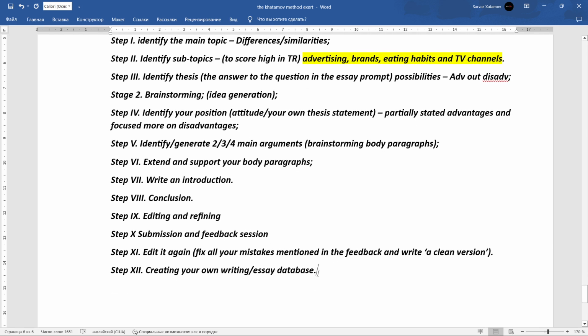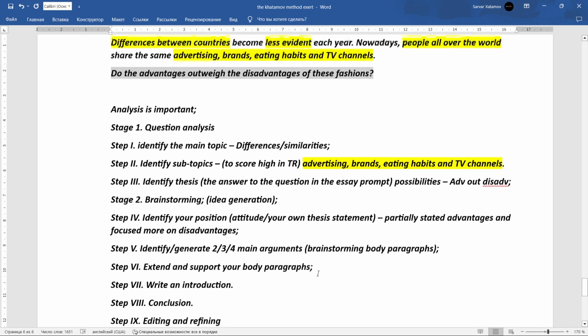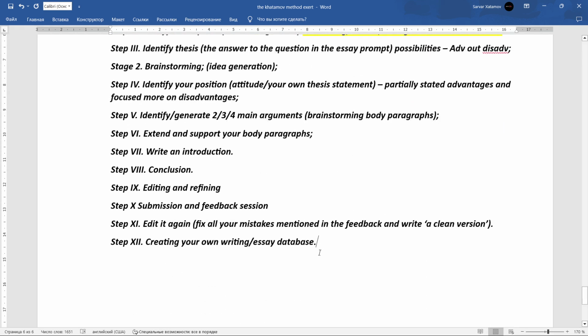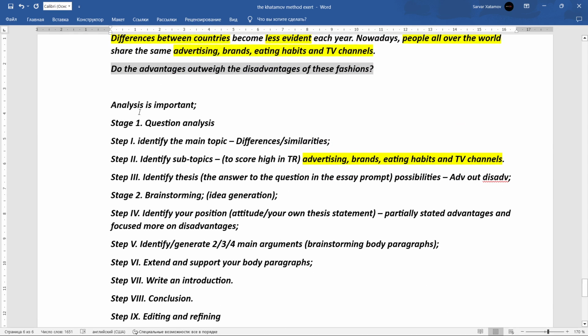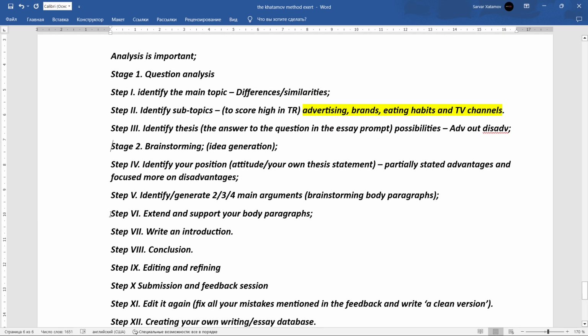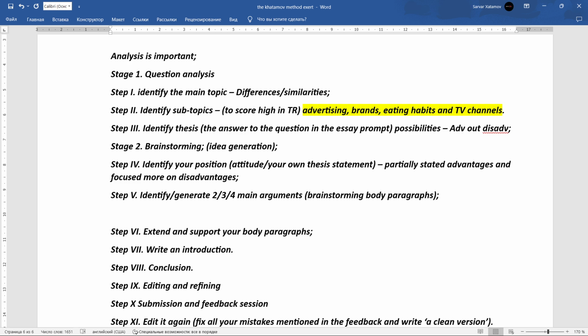We talked about these 12 steps, right? So this is basically what you do in writing. We have started from stage one, question analysis, right? And then we have stage two, brainstorming. And then we have stage three right here, which is active writing. So I guess that is quite self-explanatory. Active writing is when you write actively a lot.